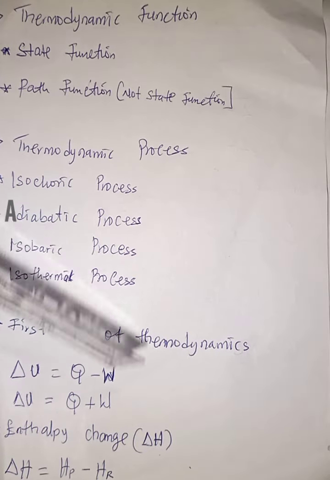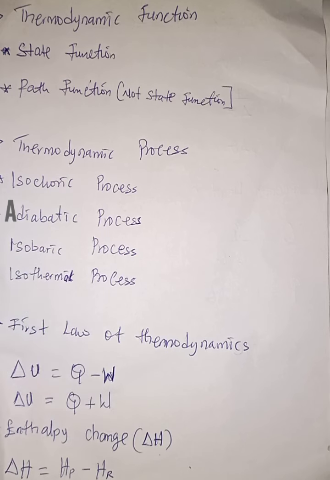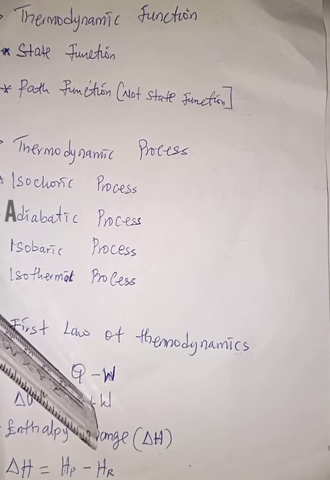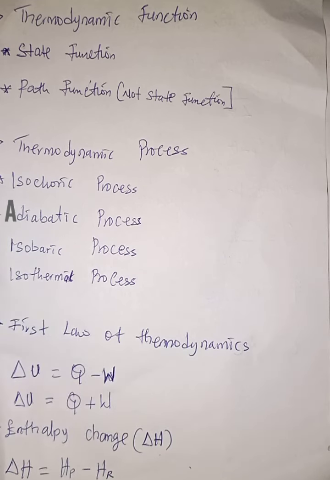Now, when is W negative and when is W positive? Our work W is negative if work is done by the system, and W will be positive if work is done on the system. Please take note of that. It's very, very important. Q will be negative for an exothermic reaction and positive for an endothermic reaction. So take note of that. W will be negative when work is done by the system and positive when work is done on the system.